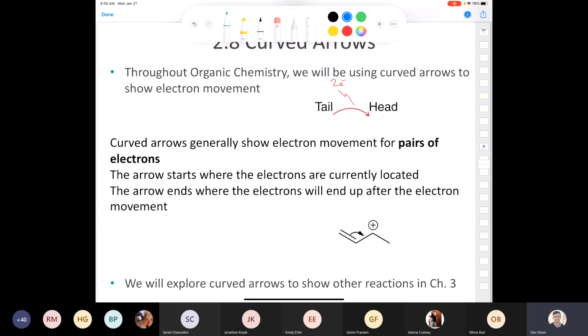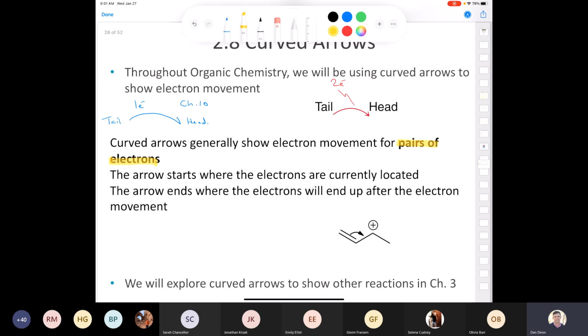There is such a thing as a curved arrow that has only 1 barb. Again, this would be the tail. This would be the head. But when you have only 1 barb like this, that shows the movement of 1 electron. That is something that we won't look at until chapter 10, which isn't until late April or May or something like that. So don't even stress about that. That would be a radical when you move 1 electron. We're not concerned with that at all.